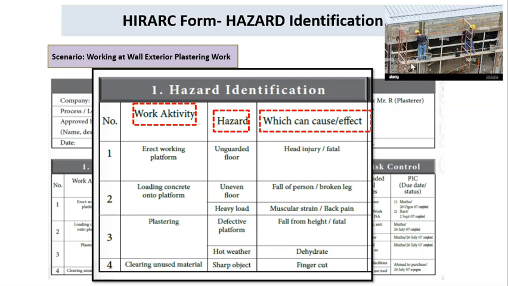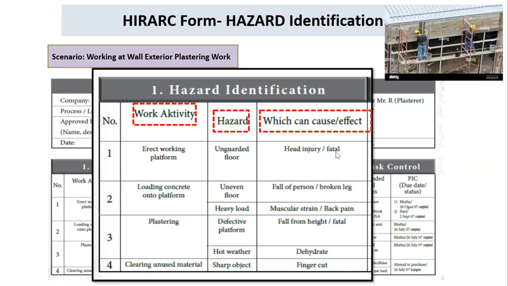During the plastering work, it can pose the hazard of a defective platform, in which the platform is not stable, so it can cause a fall and can be fatal. And also, due to the hot weather, the hot weather can also be a hazard, in which it will cause dehydration to the workers.